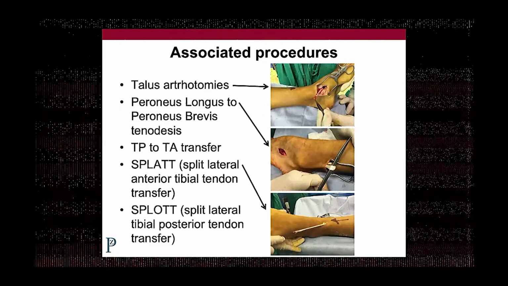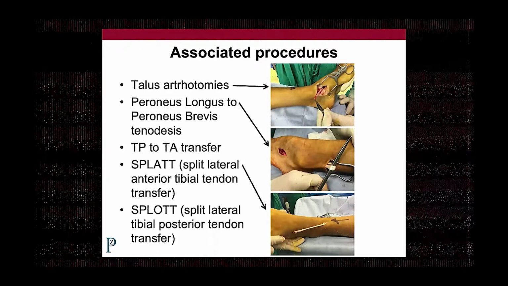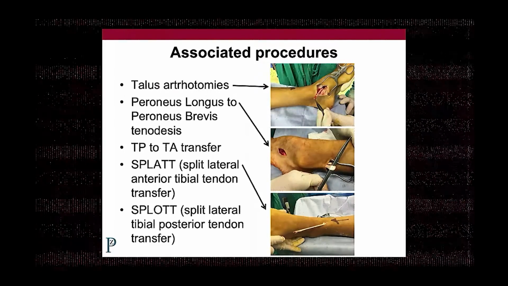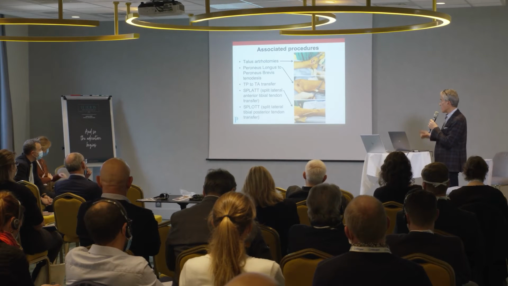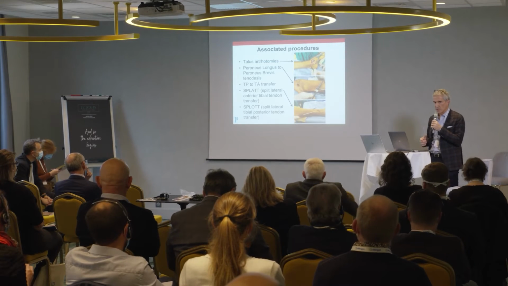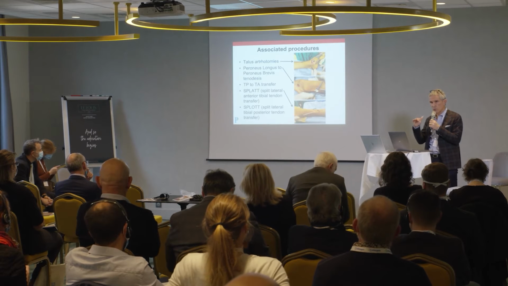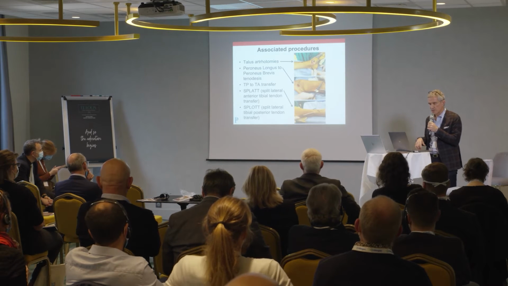Associated procedure, as I told you before, most of the time I do the peroneus longus to peroneus brevis tenodesis. We can open the medial capsule. If you have very bad retraction, I make the whole arthrotomy of the talus. We can make the transfer if we need to correct the balance between invertor and evertor.